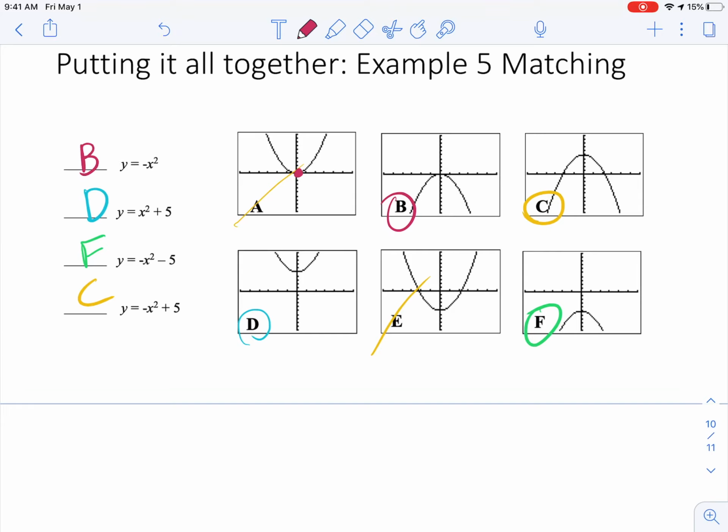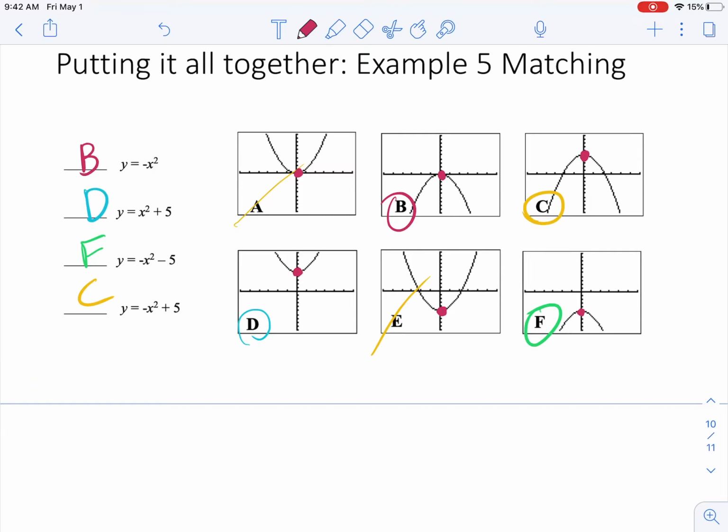This guy's vertex is at 0, 0, so it did no shifting. This guy's vertex is above, so it shifted up. This guy's vertex is above the x-axis, so it shifted up. This guy's vertex is below, so it shifted below or down. And this guy's vertex is below, so it shifted down.